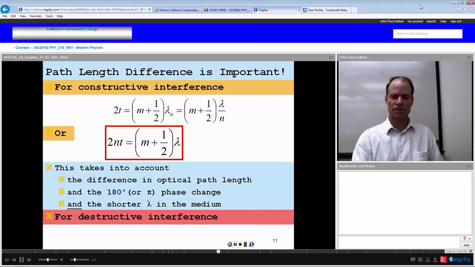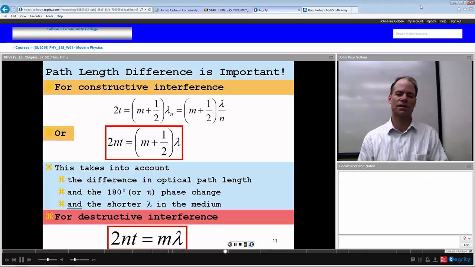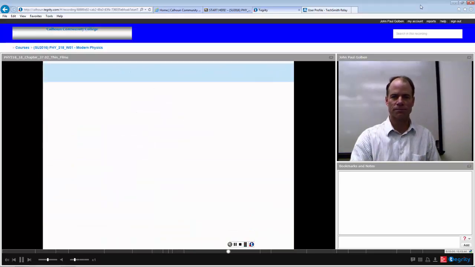For destructive interference, same ideas, only we want the total path difference to be exactly an integral number of wavelengths, and let the one phase change, phase reversal, do our destructive interference for us. So we want 2 times the index times the thickness to be an integral number of wavelengths, m lambda. That gives us destructive interference for the soap bubble.